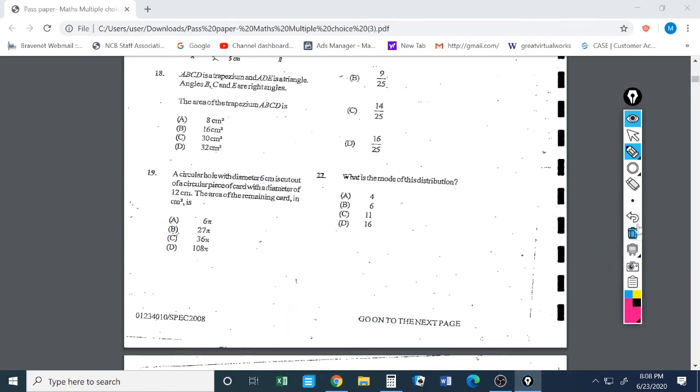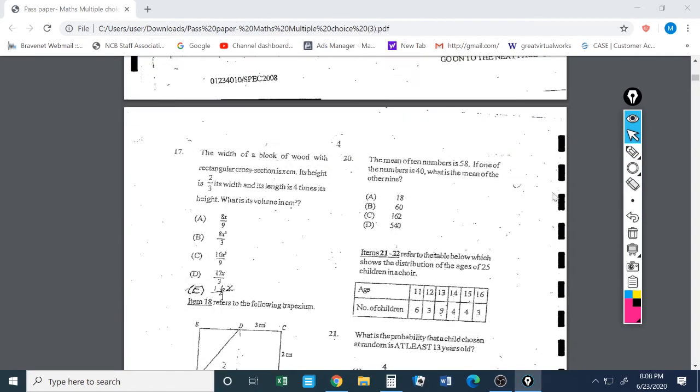Alrighty then, so let's move on to number 20. Number 20 here says the mean of 10 numbers is 58, all right? So if the mean of 10 numbers is 58, then 10 times 58 would give us the total of all the numbers, which is 580. Now it says if one of the numbers is 40, what is the mean of the other 9? So clearly the total of the other 9 would be 580 minus 40, which gives us 540. And 540, you divide this by 9, and you would end up with 60. So the answer is actually B.